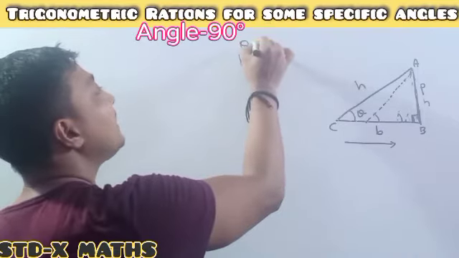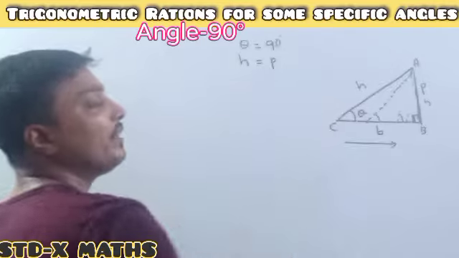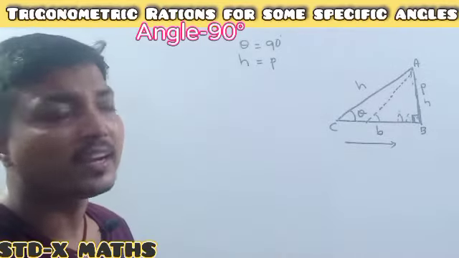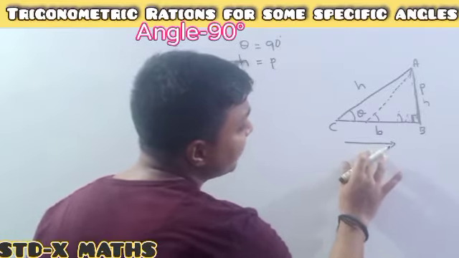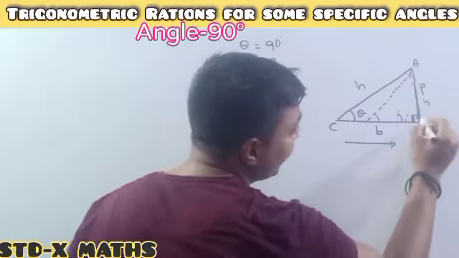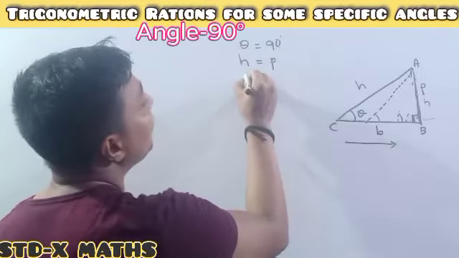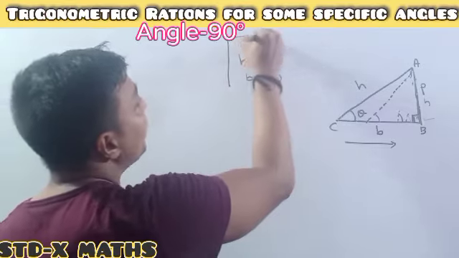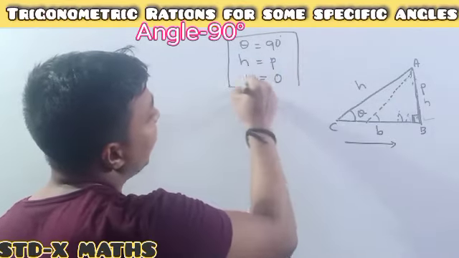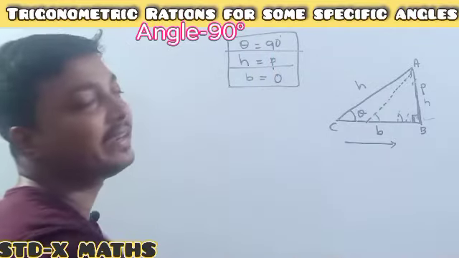It means the theta is 90 degrees whenever H coincides with P. At that time the B is reduced, and whenever it is 90 degrees, at that time the B will be completely 0. B will be completely 0. So remember these 3 points. By using these 3 points, the 6 trigonometric ratios we can find easily.